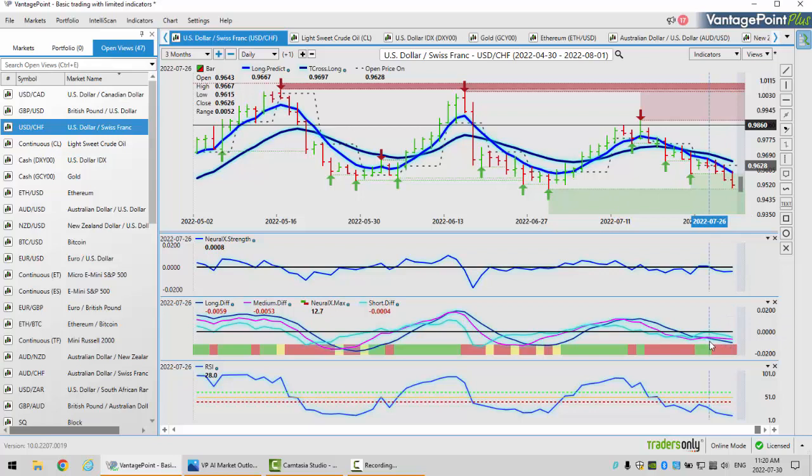The warning sign we do have is, again, that MA diff cross. I will be monitoring it through the week, but again, there's just as many reasons for the dollar to go down as there is for it to go up.